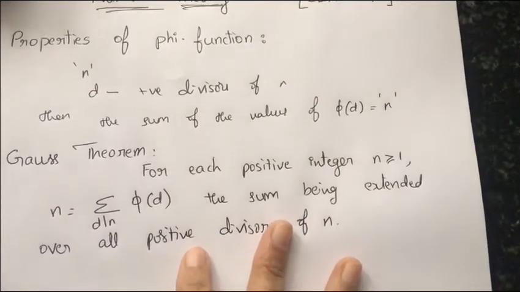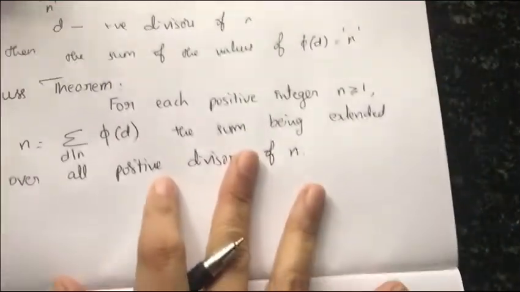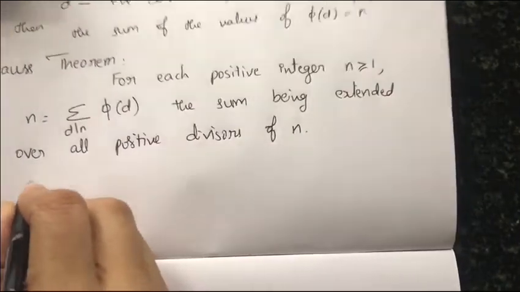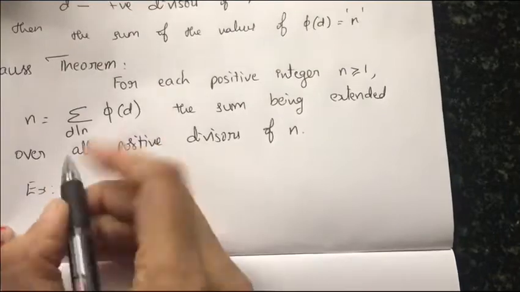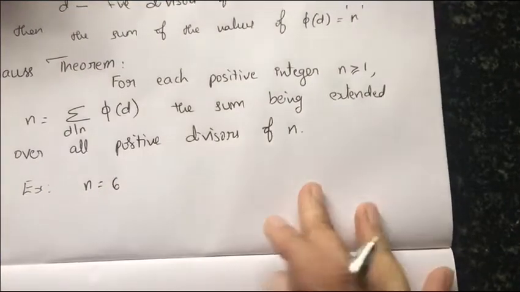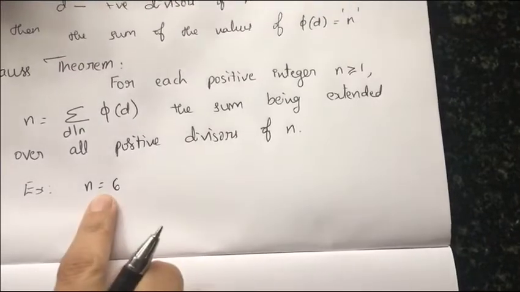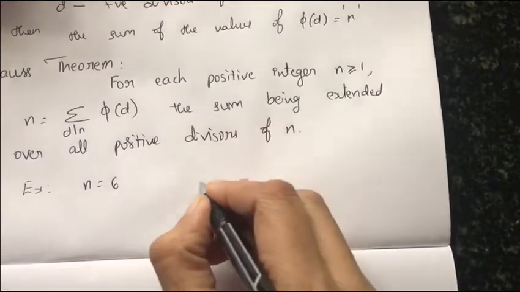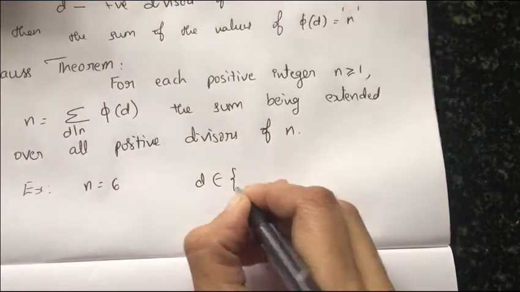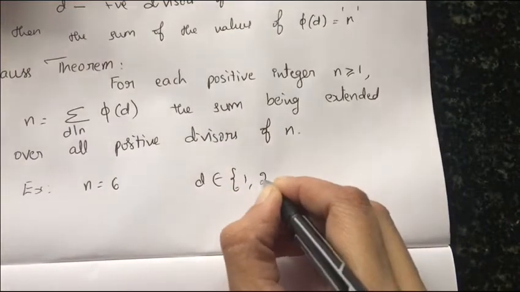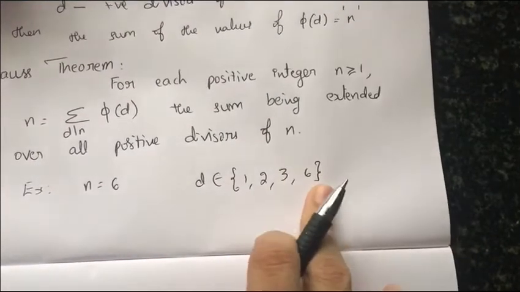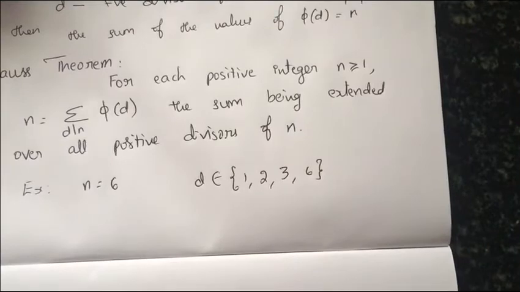I'll just explain it with an example. Suppose I have n equal to 6. Now, what are the divisors of n? Say d is any divisor of n. They can be 1, 2, 3 and 6 itself. These are the positive divisors of n.